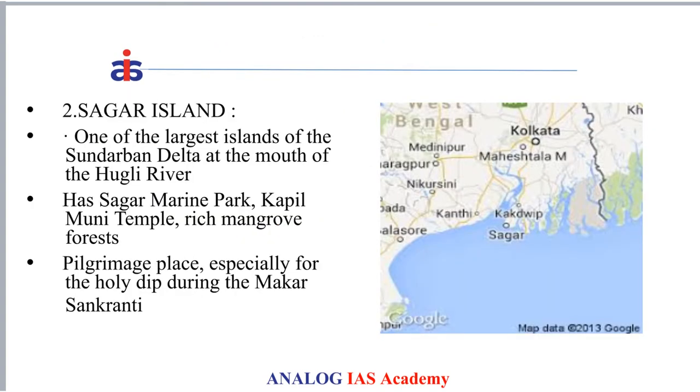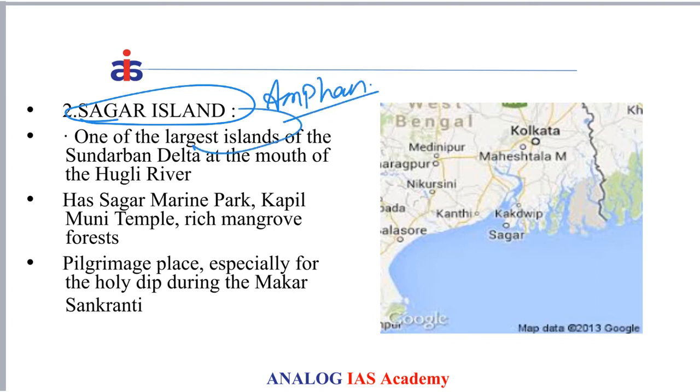Now the next island, the second one, is Sagar Island. This Sagar Island has been in the news because of the recent cyclone Amphan which struck the Bengal coast. So it is one of the largest islands of the Sundarban Delta, and it is at the mouth of river Hooghly, not Ganga. Please note this. So it is also called Ganga Sagar Island. The island is in Hooghly River.